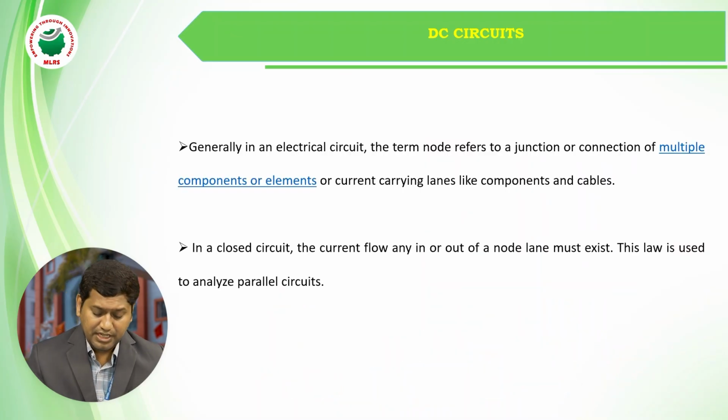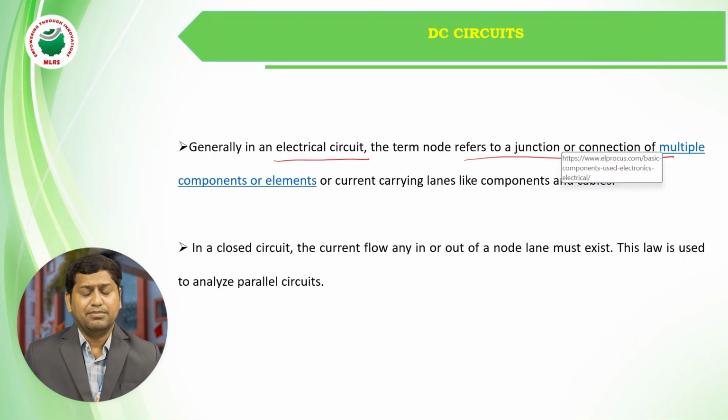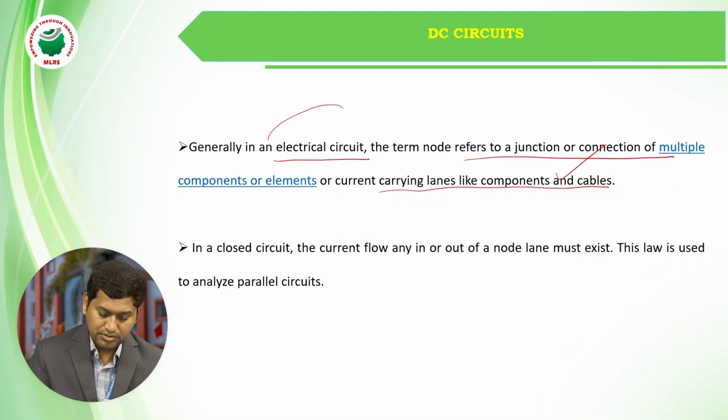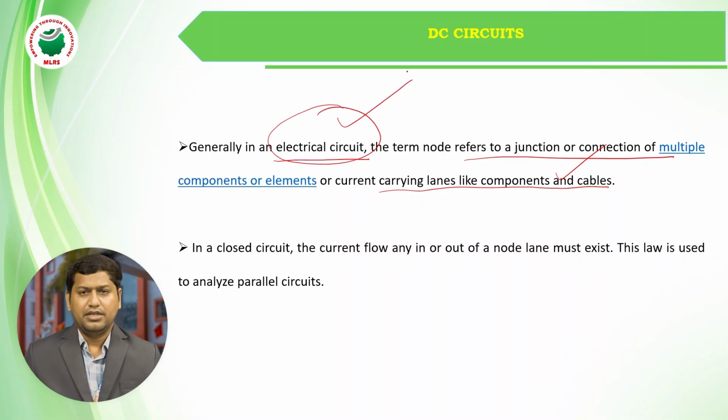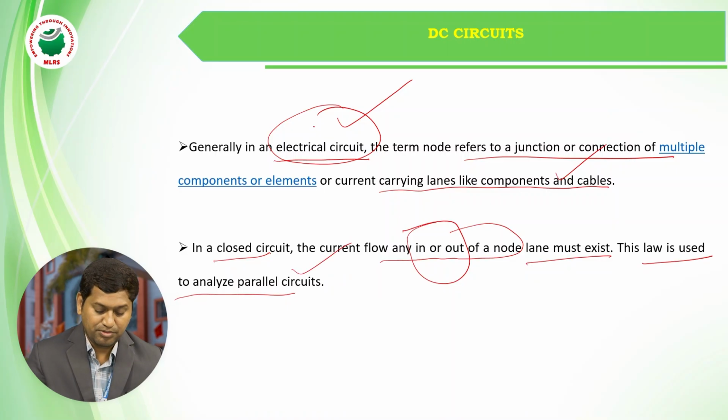Next, generally in an electrical circuit, the term node refers to a junction or connection of multiple components or elements, or current-carrying components and cables. This I am talking about in an electrical circuit. In a closed circuit, a current flowing in or out must exist. This law is used to analyze the parallel circuit. This is about the general closed circuit.